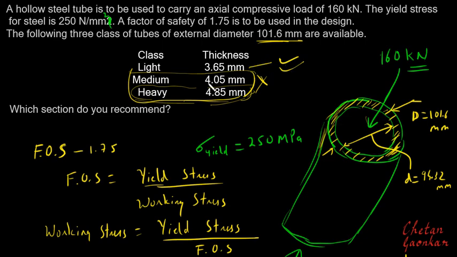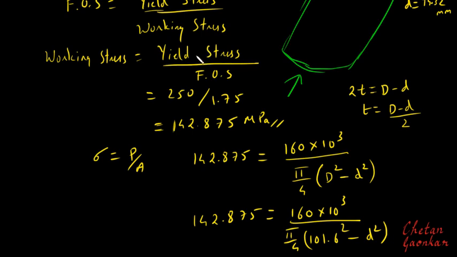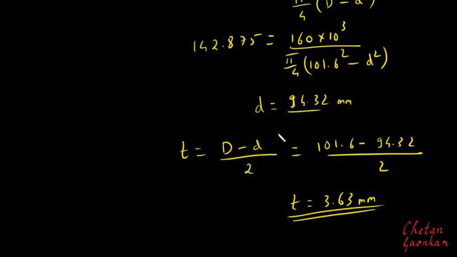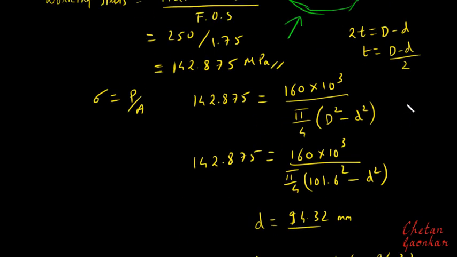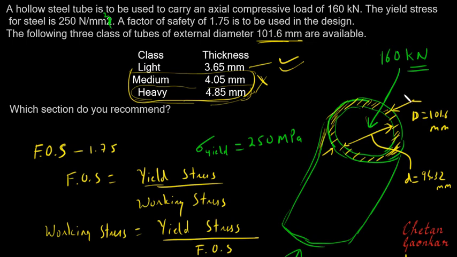And let me remind you, we are not randomly suggesting this. We have properly designed it. We have a proper approach through which we found that the minimum thickness required is 3.63 in order to withstand this load of 160 kilonewton. So this is how we can use our knowledge of mechanics of solids to design these simple components.